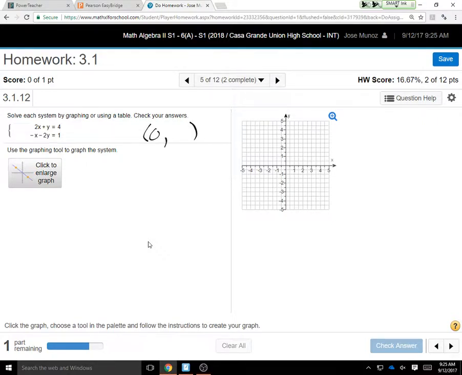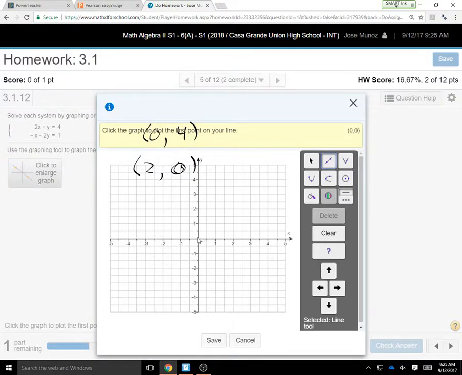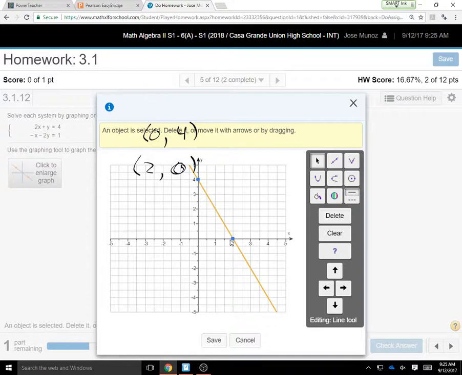So here's what I'm doing. First, if I make x 0, can you guys see that okay? If I make x 0, what would the value of y be? 4. And if I make the y 0, what would the value of x be? 2. So I'm going to graph those. That's one of my lines right there. So I'm going to grab my line tool here. And I'm going to go to 0. There's 0, 4 is here, if I did that correctly. And then 2, 0. There's one line.